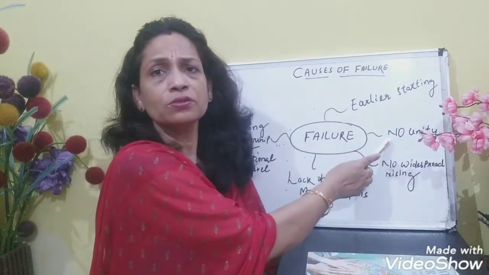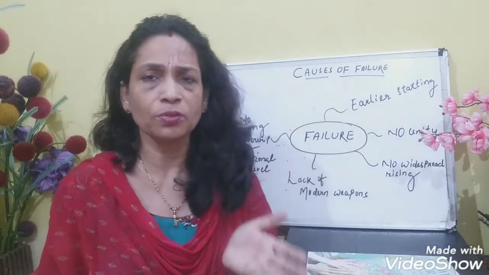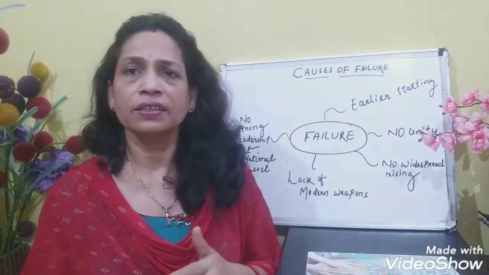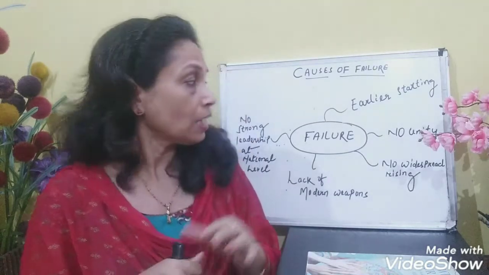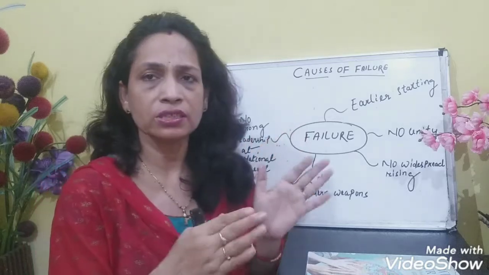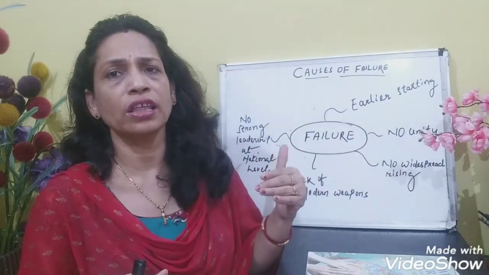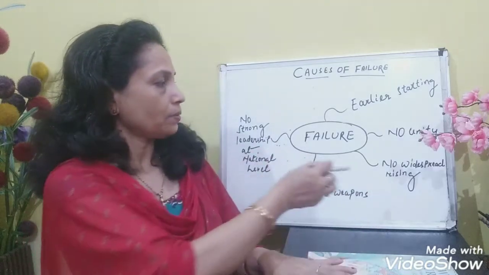Now the second one was no unity. Many Indian rulers did not join the revolt. You have discussed that Scindia did not join, then Nizam of Hyderabad did not join, then the Sikh leaders did not join, and again those who fought also, there was not so much coordination, there was no unity among the Indian rulers. So that was also another main reason of failure of the revolt of 1857.